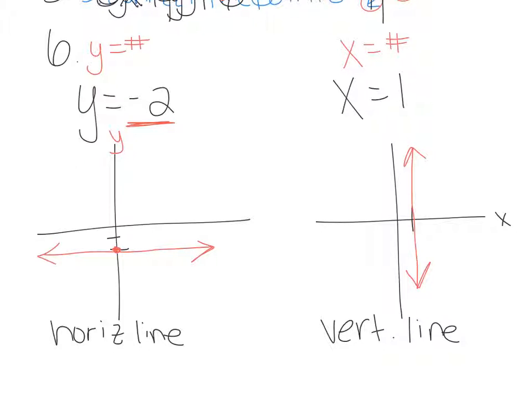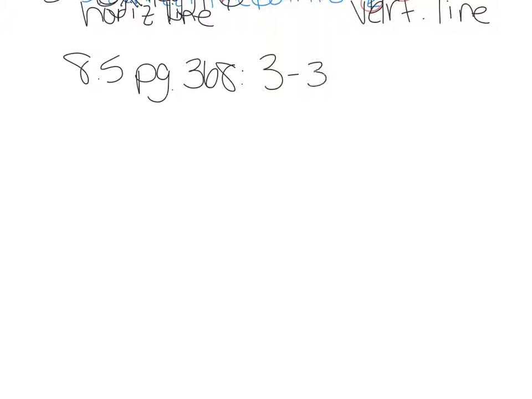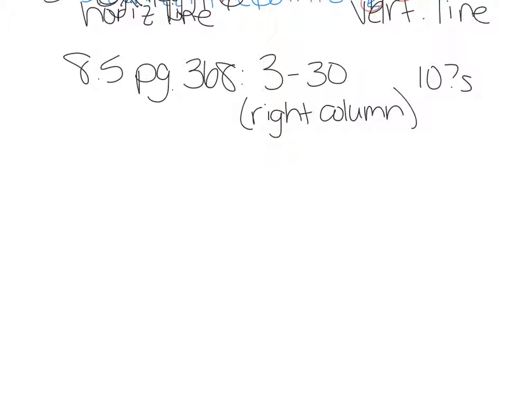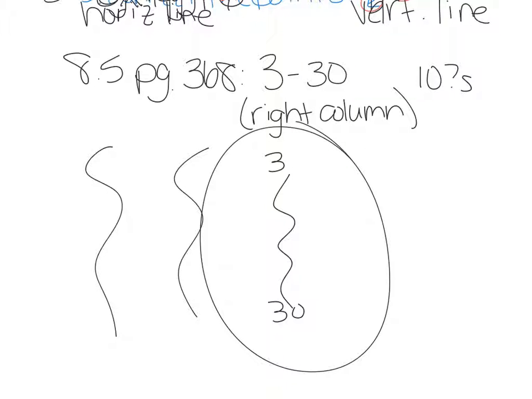Okay. Alright, your homework for today is in section 8.5, which is on page 368, and you guys have 3 through 30. Okay, and they're just the problems in the right column. So it should be 10 questions. Okay, so the first problem is 3 and the last one's 30, and you have all the ones in between. There should be 2 other columns, but you are doing these ones. If you have questions, just ask, please.